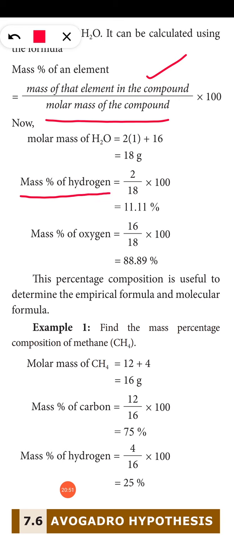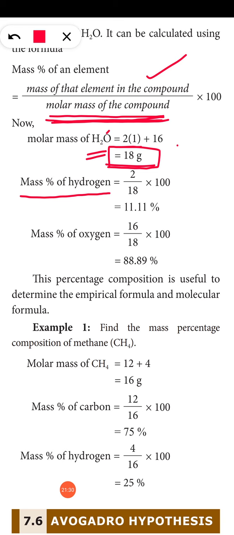So for that, first calculate the molar mass of water, because molar mass of the compound. So molar mass of the water is equal to atomic mass of hydrogen plus atomic mass of oxygen. So 2 atoms of hydrogen are present. So for 1 atom atomic mass of hydrogen is 1. So 2 into 1 is equal to 2 plus atomic mass of oxygen is 16. So 2 plus 16 is equal to 18 gram. So 18 gram is the molar mass of water.